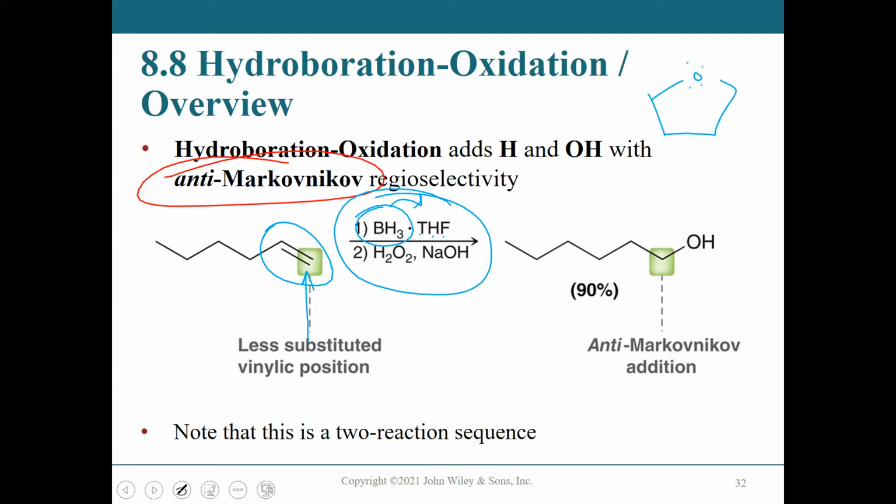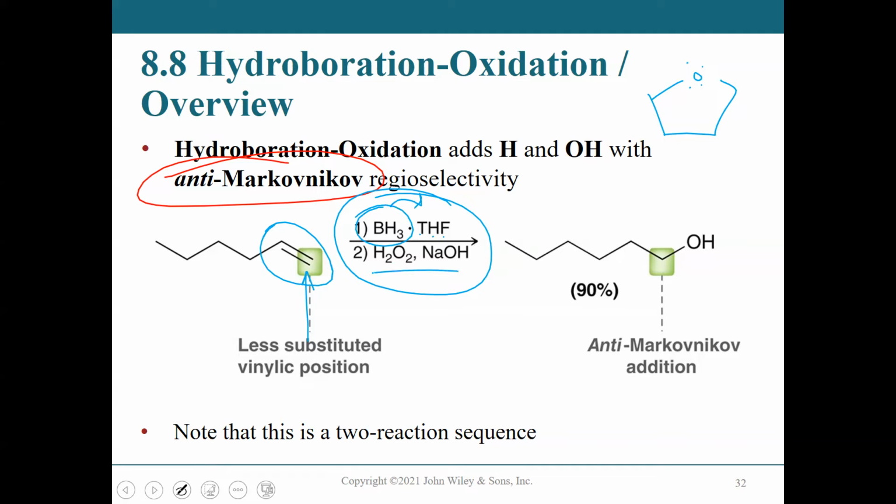That dot that you see in the middle means that BH3, because it's a gas, is dissolved in THF. THF is a liquid. BH3 is a gas. It's like methane. Methane is a gas, right? It's a natural gas. BH3 is even smaller than methane, so definitely it's a gas. So BH3 as a gas has to be in a solvent. You cannot just use BH3, so it is dissolved in a solution of THF.